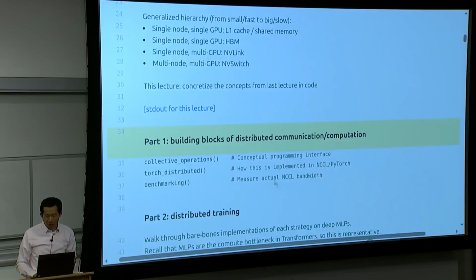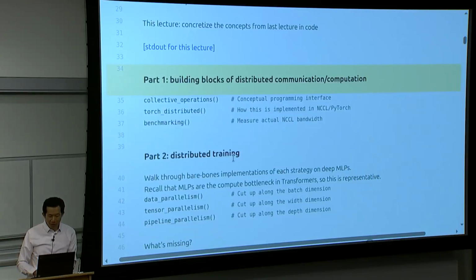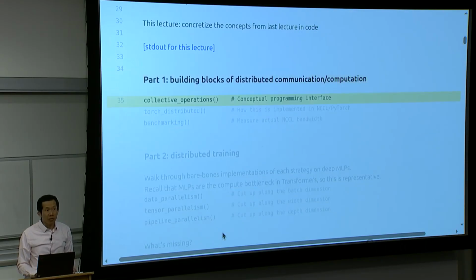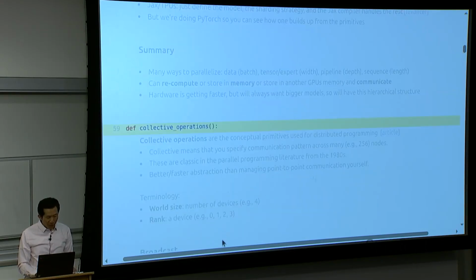This lecture has 2 parts. In part 1, we're going to look at the building blocks, collective operations, which we discussed last time, how this is implemented in NCCL and PyTorch, and then we're going to do some benchmarking. In part 2, we're going to look at actually distributed training: data, tensor, and pipeline parallelism. Okay, so let's start with collective operations.